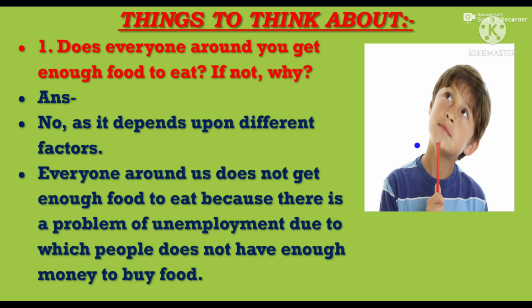So they can't eat enough food, students, due to which people do not have enough money to buy food. So all the people are not employed. So due to unemployment, people have no ability to buy enough food. So all the people around us don't eat enough food, right?